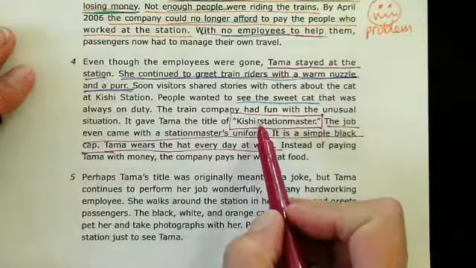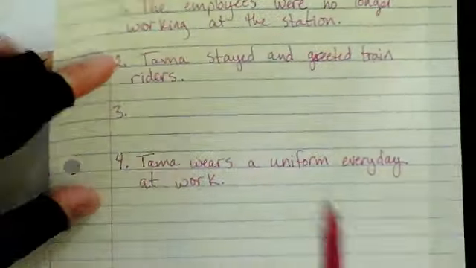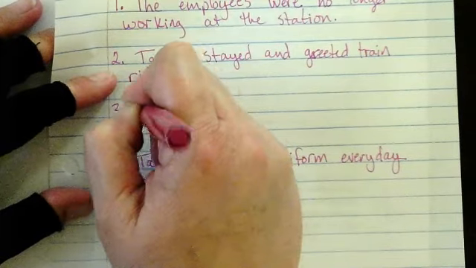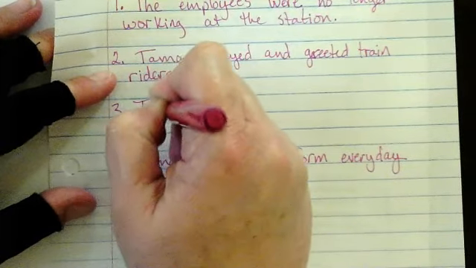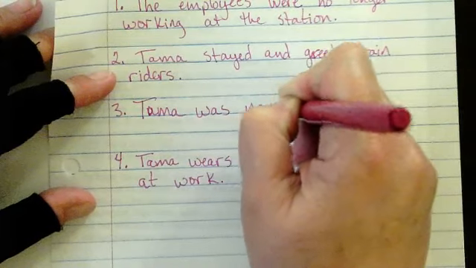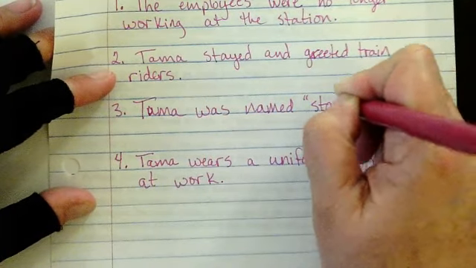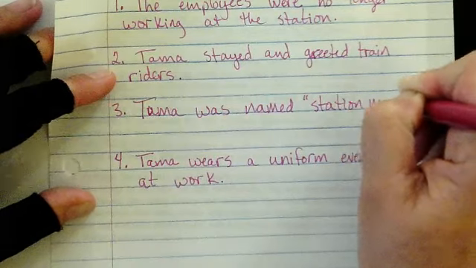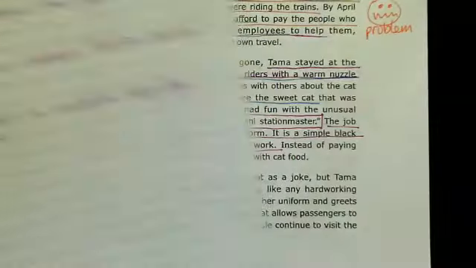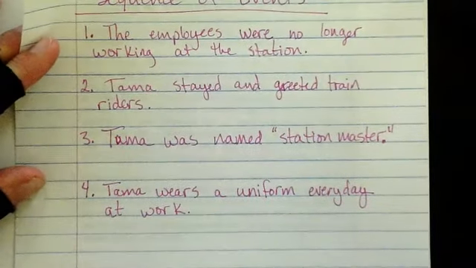So this is what is missing in my sequence of events. So Tama stayed and greeted train riders. Tama was named station master. Now I have a sequence of events that makes sense.